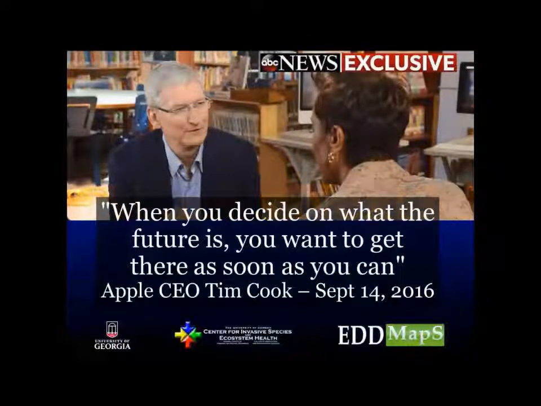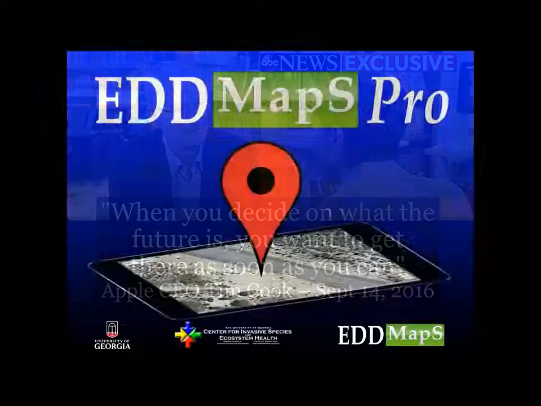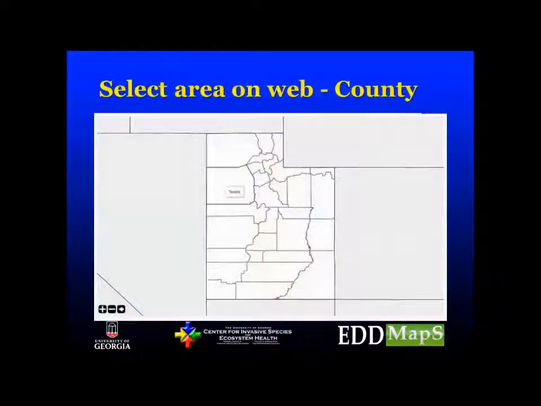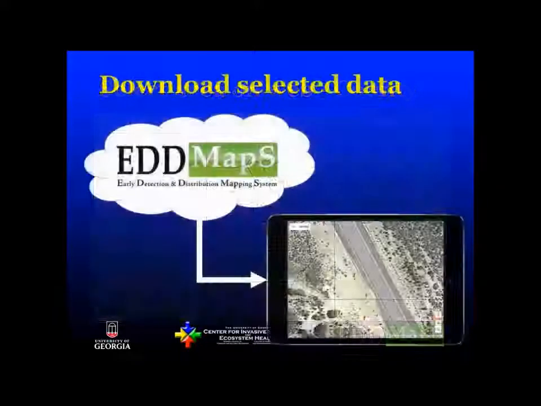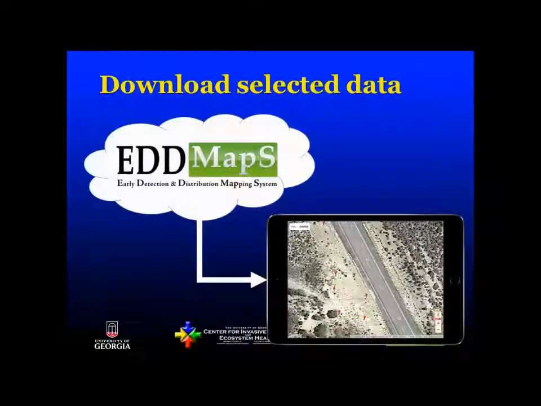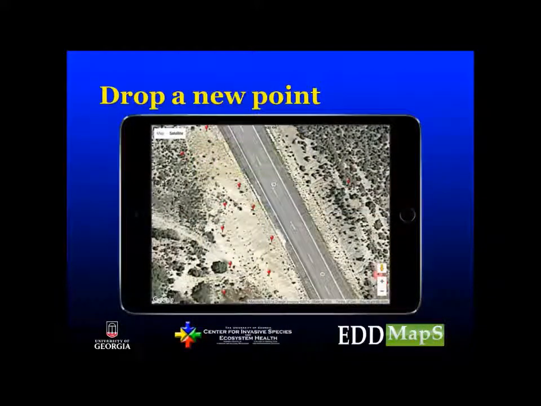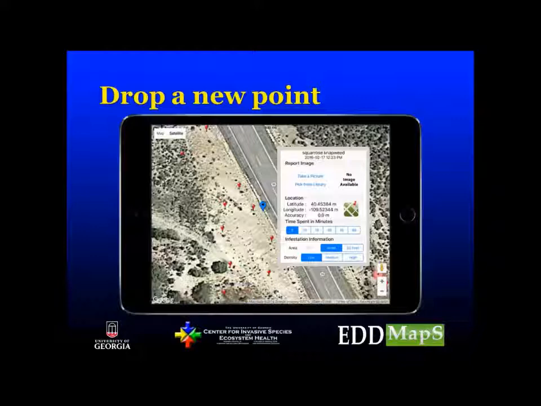So what's next? I thought this quote from the Apple CEO was great. When you decide what the future is, you want to be there as soon as you can. The future of EDDMapS is an app that we're developing called EDDMapS Pro. The goal of that app is you choose an area of interest, in this case a county, you download all the data from the cloud onto your device. Then when you go out in the field, you see all those points that have already been found. You don't remap those points. You can click on those, do a revisit, update that information, or you can drop a new point. So the entire interface is map-based.